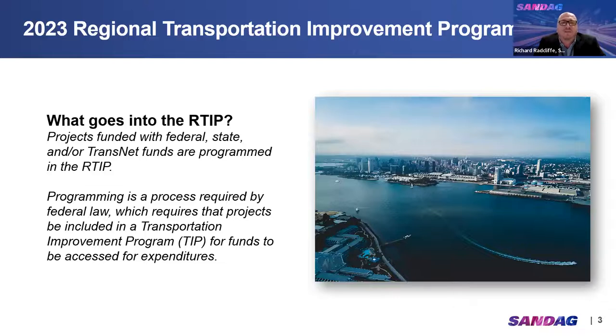Okay, so you might be asking yourselves, just what goes into the RTIP? The answer is any projects with federal, state, and or TransNet funds get programmed in the RTIP. And in case you're wondering what programming is, it's a process required by federal law that requires that projects must be included in a transportation improvement program, or TIP. This is necessary for funds to be accessed for expenditures. Next slide, please.